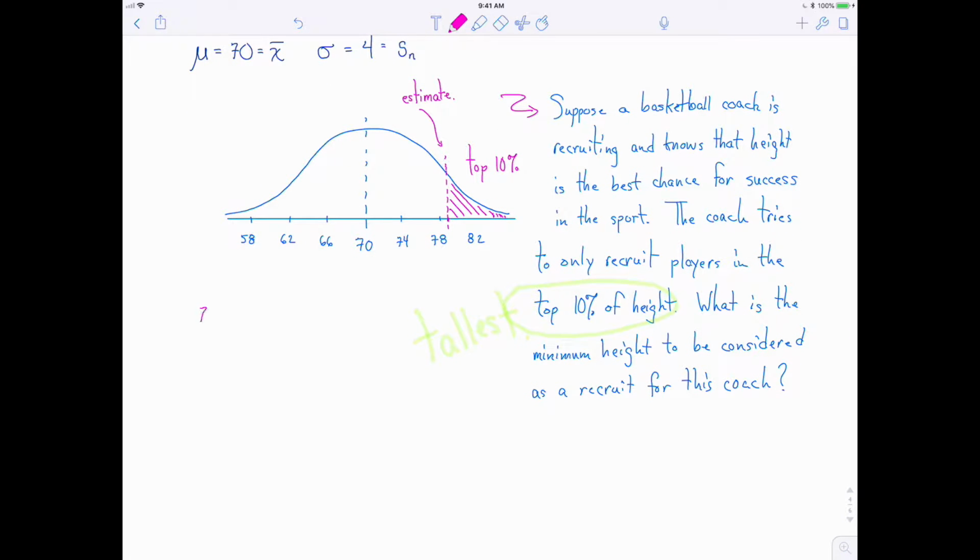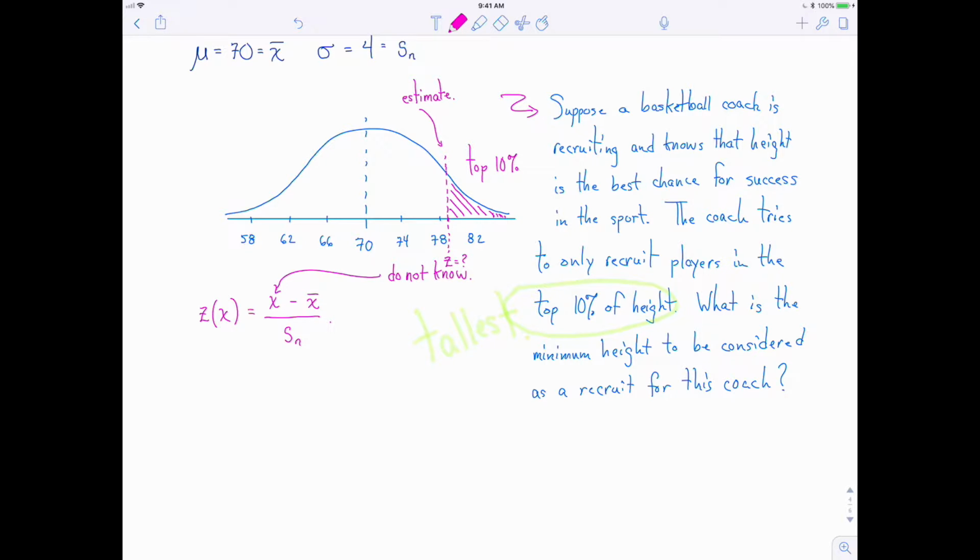Now, let's recall that our z-score is found by z of x equals x minus the mean divided by our standard deviation. In this problem, what we don't know is x. But that's our goal, because that'll tell us the minimum height. Now, let's look at our picture. We want players in that pink area. So we first need to find the z-score that would get us to right there.